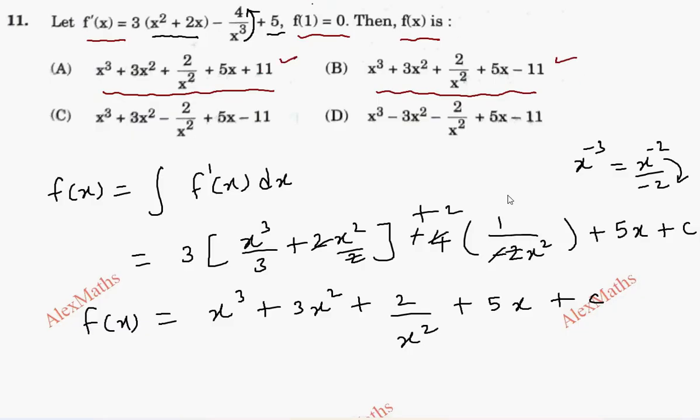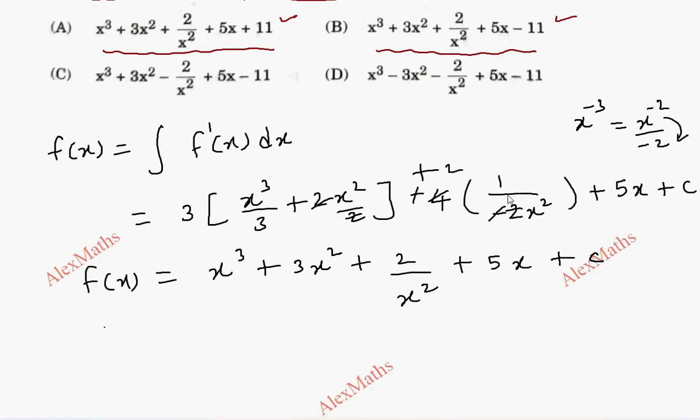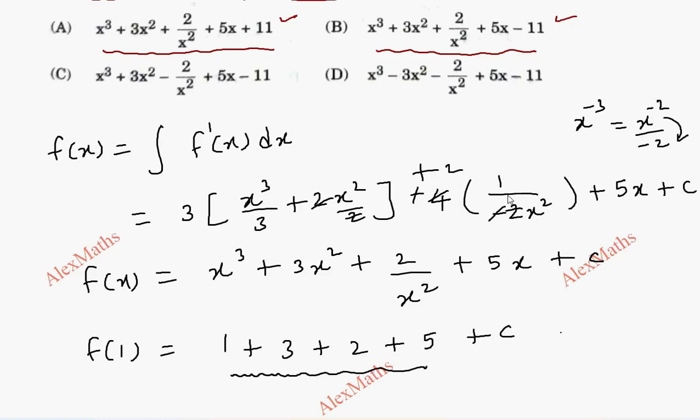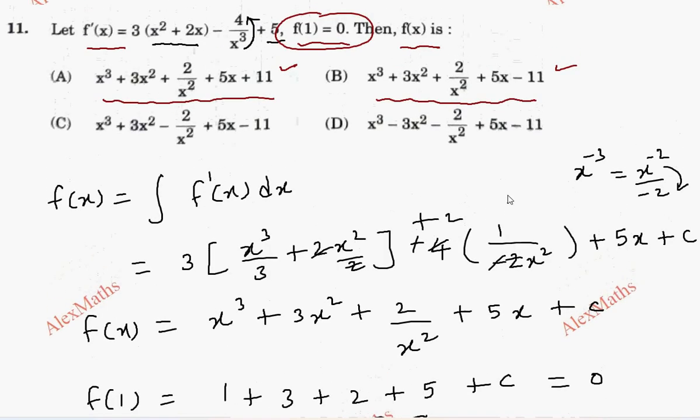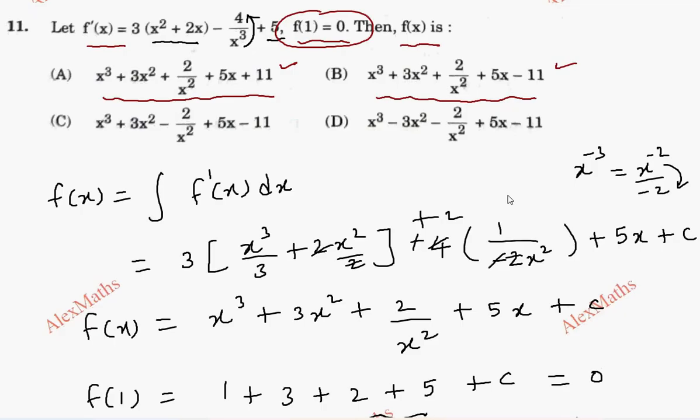So we are going to find that using this condition f of 1 equal to 0. So it means we have to put x as 1. So this is 1 plus 3 plus, when I put 1 here, this is 2 plus 5 plus c. So adding this together, we get this is 4, 6, 11, and this value is 0 because f of 1 is 0. So c is minus 11. So from the given option, minus 11 present here. So the correct answer is option B.